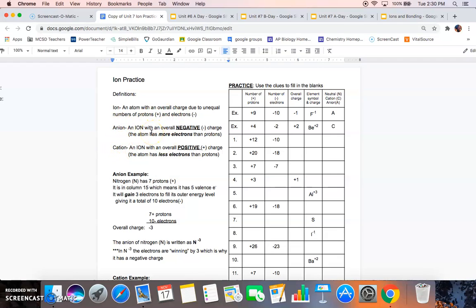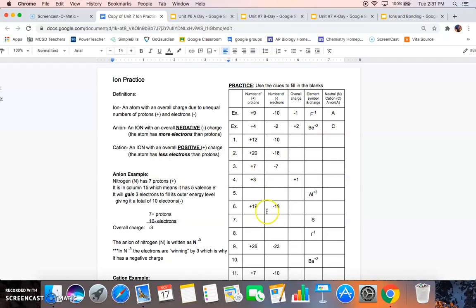An anion is an ion with a negative charge. So I've added electrons, right? Because electrons are negative. So if I have more of them, my ion's going to be negative. A cation is an ion with an overall positive charge. So I have fewer electrons, fewer of those negatives and more protons, so more of the positives. Those are my two types of ions.